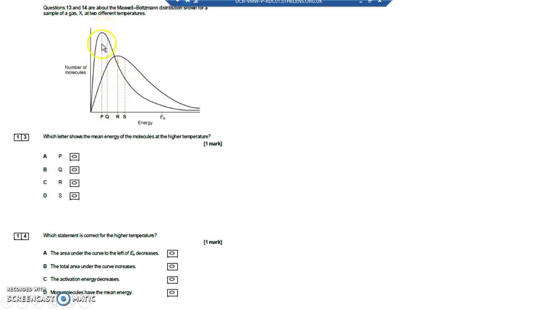If you read down from the peak of the curve, say for example P, that's the energy that most particles have at the lower temperature. R from the peak is the energy that most particles have at the higher temperature. However, just slightly to the right of the peak is the mean value, the mean value of the particles' energy. The mean energy of the particles at the lower temperature is Q, and just to the right of the peak, S, is the mean energy that particles have for the higher temperature. So your answer, which shows the mean energy of the molecules at the higher temperature, is S.